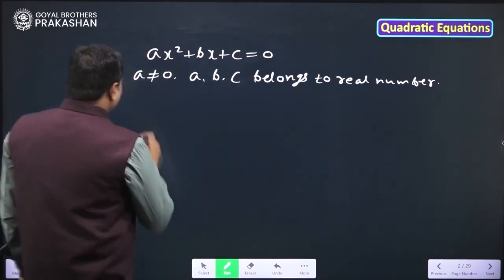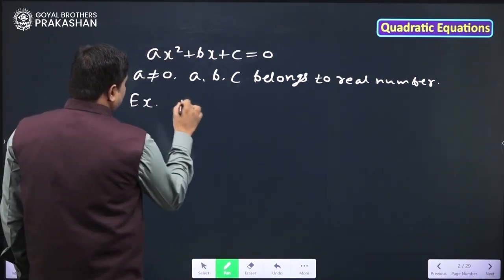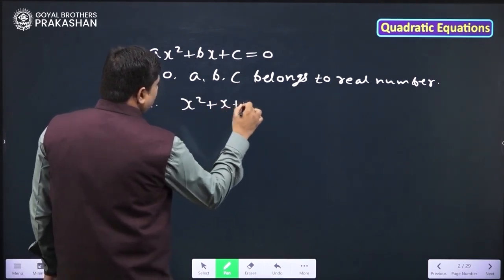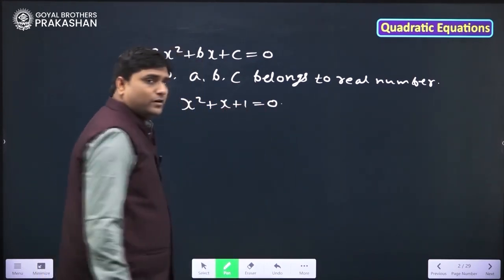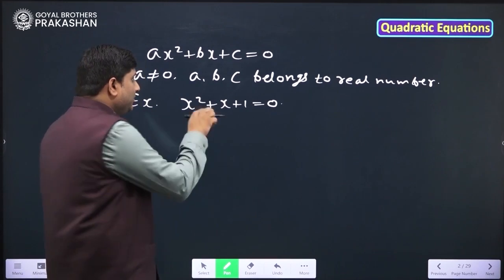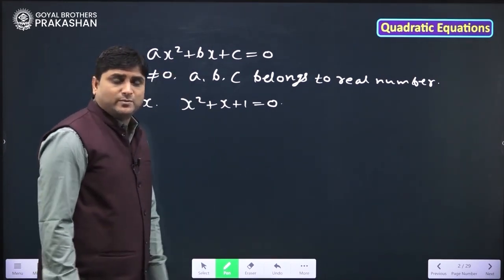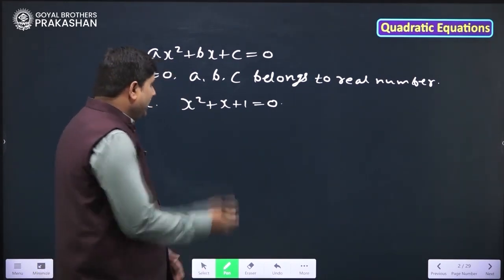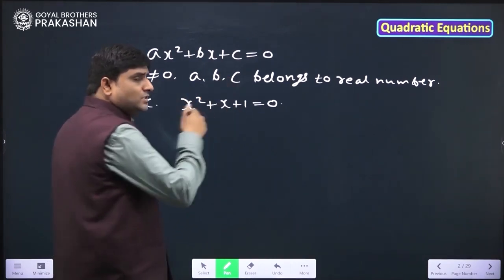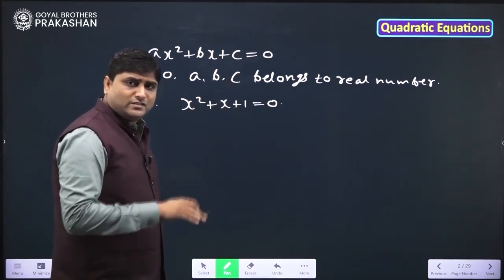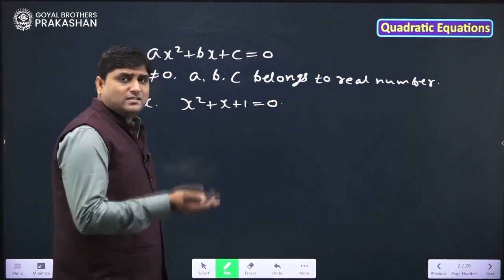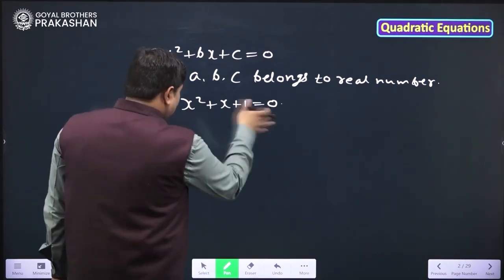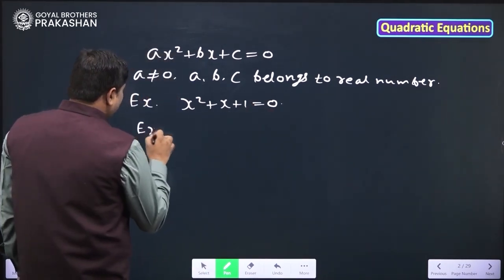Now we can take some examples. If I write the equation x² + x + 1 = 0, is it quadratic? Yes, because we can compare this equation with ax² + bx + c = 0, and we can say a = 1, b = 1, c = 1. a is the coefficient of x², b is the coefficient of x, c is the constant part only. So in this example, a, b, c all are 1.